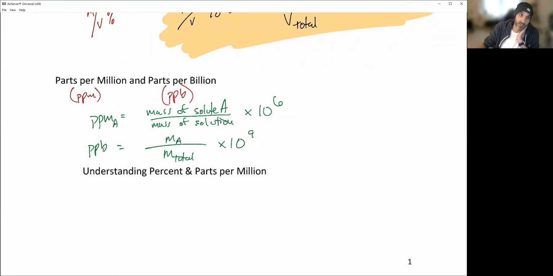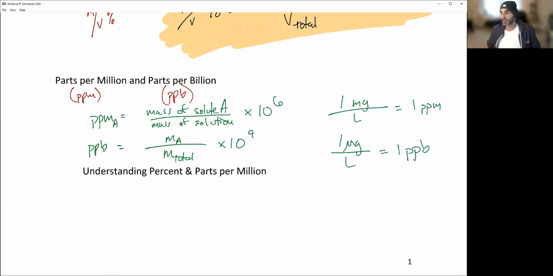How you actually mostly see these things is, 1 milligram per liter is equal to 1 part per million. Milligram per liter is another way. So if you don't know how much mass you have, but you have the volume, you can actually convert it. 1 microgram per liter is equal to 1 part per billion. By the way, part per trillion is a thing, just 10 to the 12th. So part per billion, part per million, that's ultimately what it means.